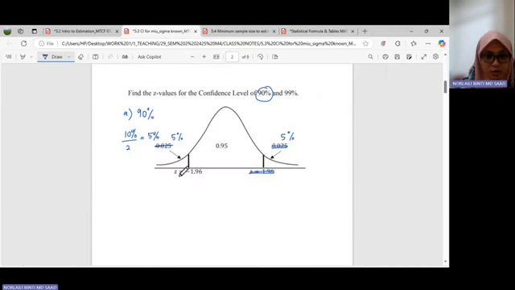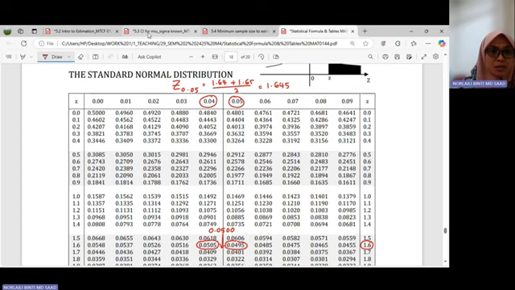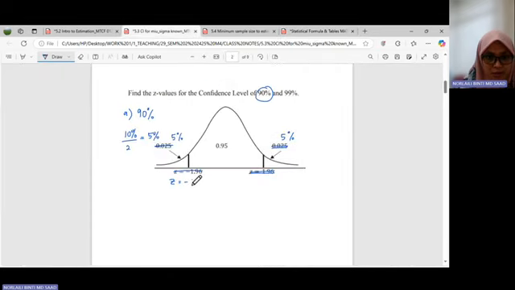So we have our Z value here. It is plus minus. This is z equals negative 1.645, and this is z equals positive 1.645. This is for 90%. Now let us try for 99%.